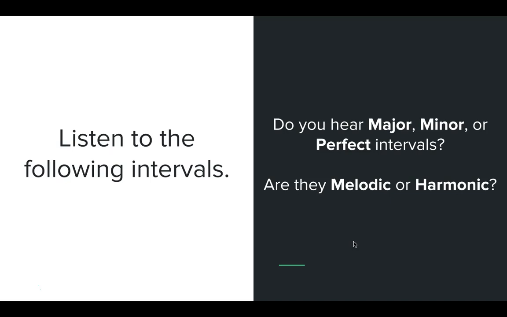And then the third question you want to ask yourself is, are these intervals melodic or harmonic? Are they played separately, these notes, or are they played at the same time? Okay, so here's the first example.